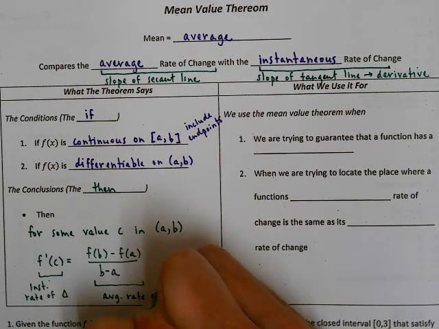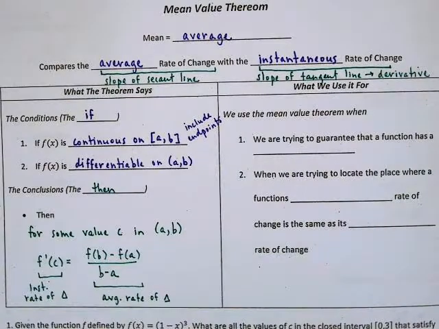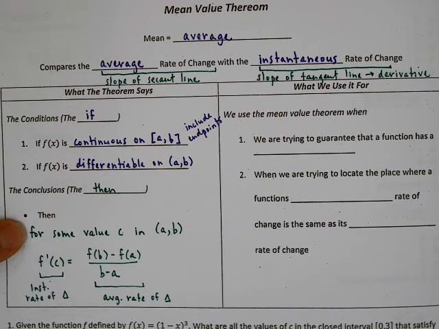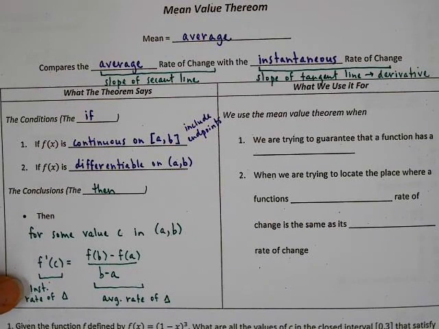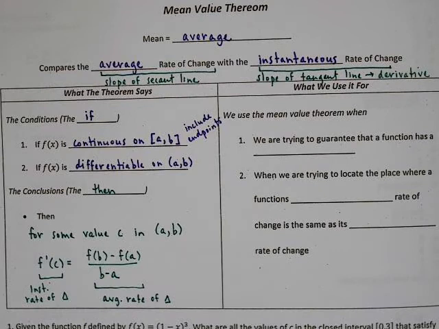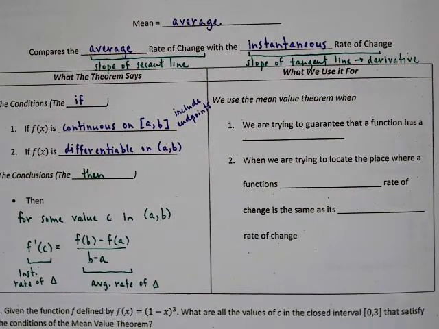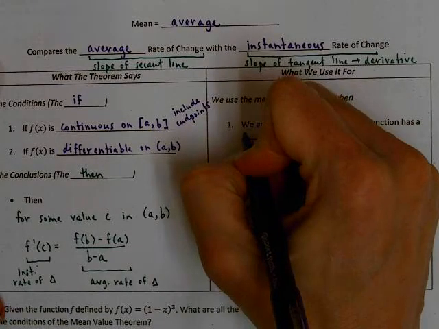In the Desmos activity, you saw an illustration of what this looks like. If my function is continuous on the closed interval and differentiable on the open interval, then for some value c in that interval, I know my instantaneous rate of change is going to be equal to the average rate of change. Now, here's when we're really going to be using this. We use the mean value theorem when we're trying to guarantee that a function has a specific slope.